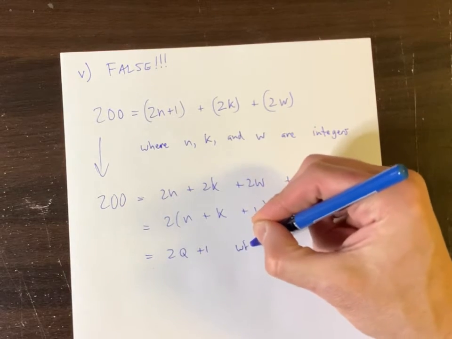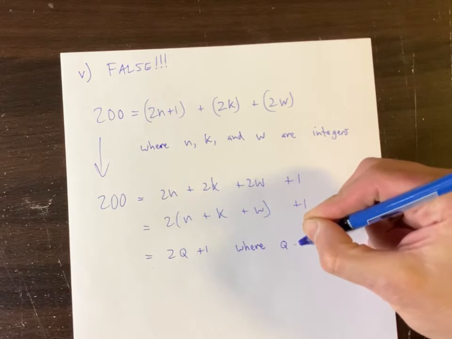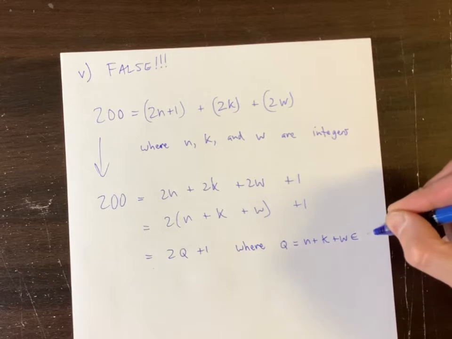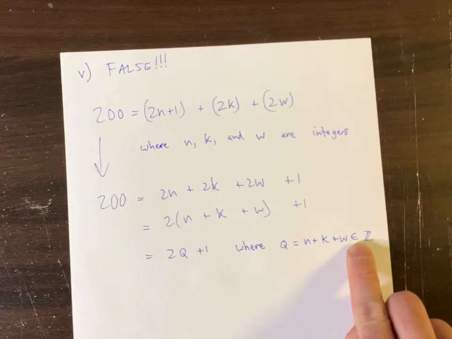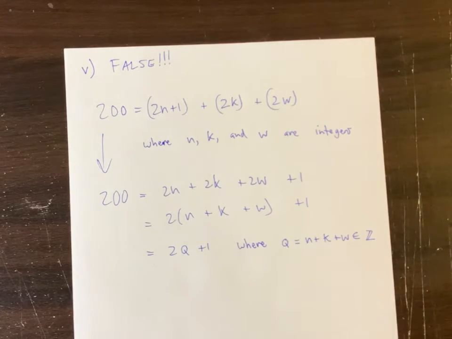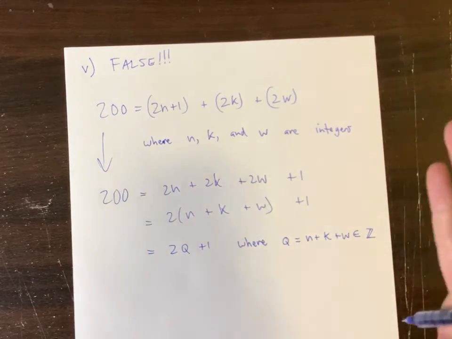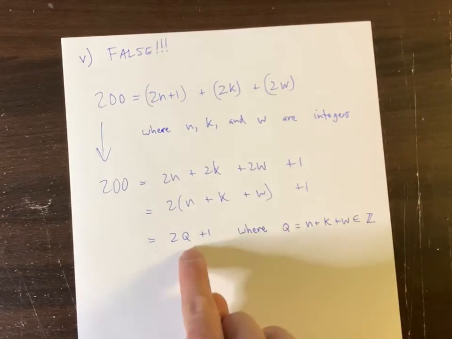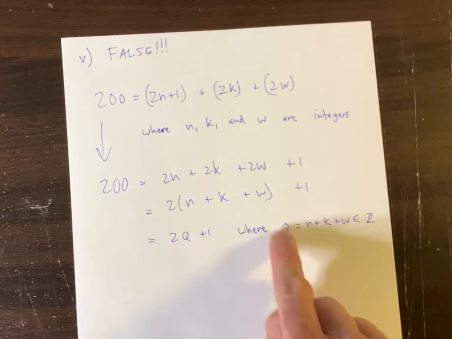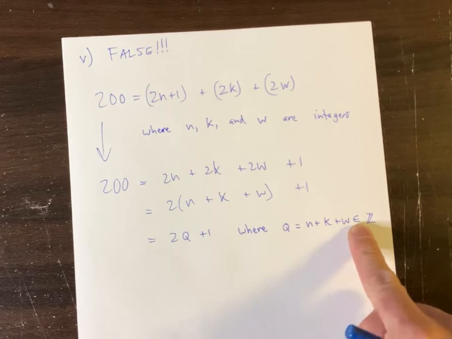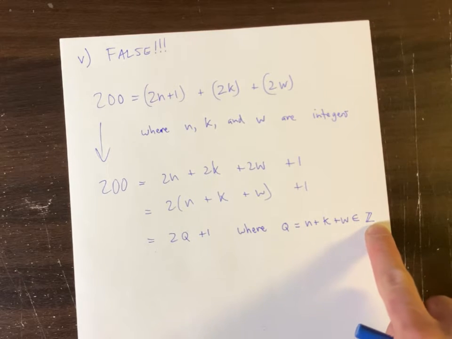And you tell the reader where Q equals n plus k plus w, which is an element, I don't know if you have seen that symbol, but that just means element. Integer plus integer plus integer is an integer because the integers are closed. Closed means you add them together, it's still an integer. I just felt like being elegant and replaced these three by just one letter Q. So Q has been assigned to represent these three numbers. And if you add three integers, it's an element of Z, and Z is the symbol that represents the set of integers.